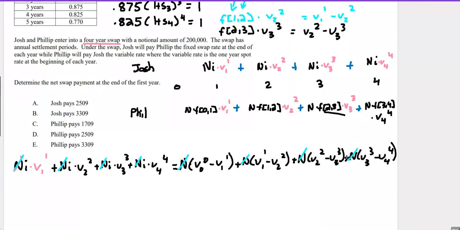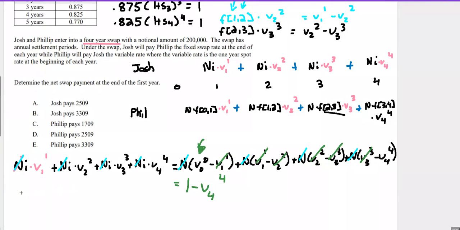And not only that, this is why we wrote it as a telescoping sum, because look at this. Gone, right? Minus, and then this is gone. And then these terms disappear. And then this is 1. V sub 0 to the 0 is just 1. So this side turns into 1 minus v sub 4 to the 4th.